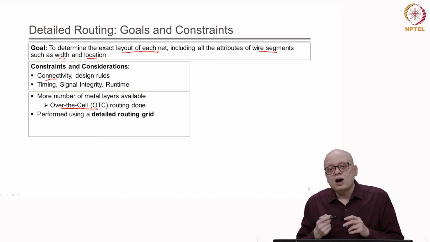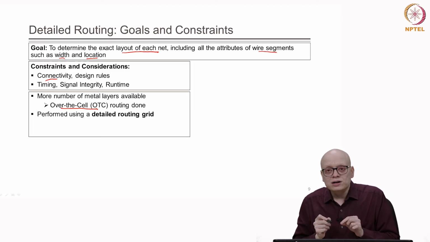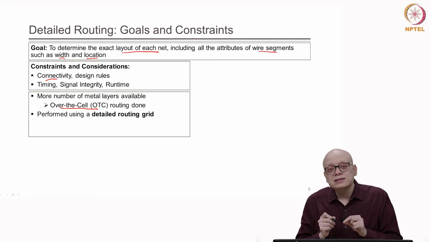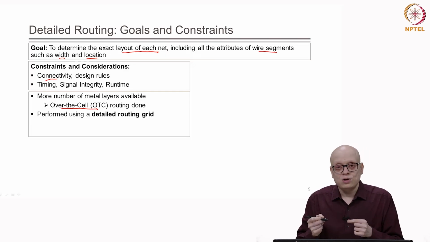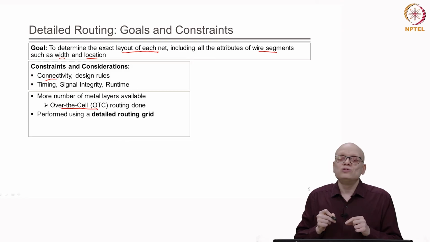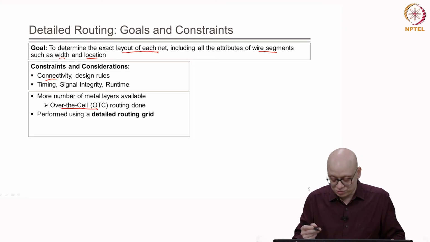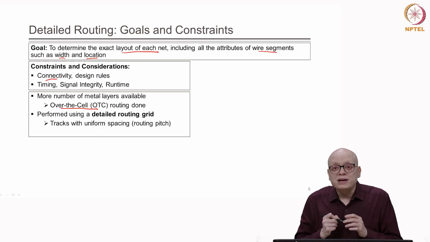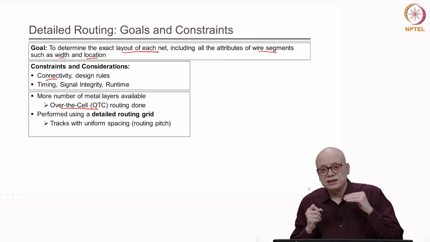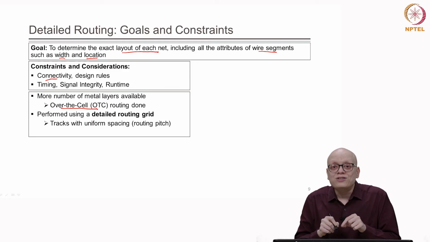Now, how does the detailed routing work, right. It creates a routing grid, or what we call the detailed routing grid, which is similar to the global routing grid that we just saw. However, here the granularity of the routing grid will be much finer than what we saw for the global router. Now, in this case, there are tracks with uniform spacing, right. So, in detailed routing, the abstraction of tracks is used.